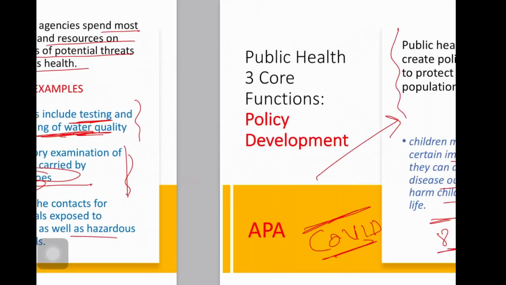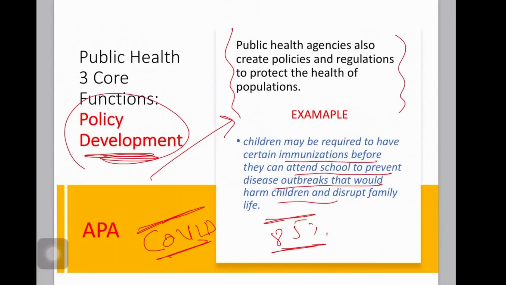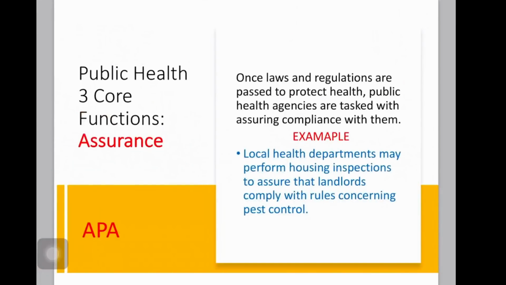Based on the assessment they say, no, we have to make some policy. Now the time comes to the assurance: how we can monitor that, and if someone is not following, what could be the actions. Here comes the law. Once laws and regulations are passed to protect health, public health agencies are tasked with assuring compliance. For example, the local health department may perform in-house housing inspections to see whether the landlords are complying with the rules concerned with pest control, right?